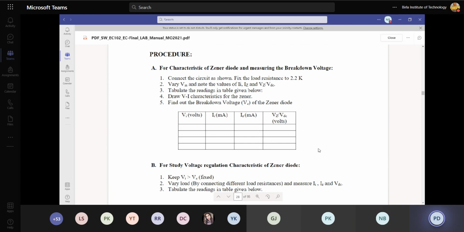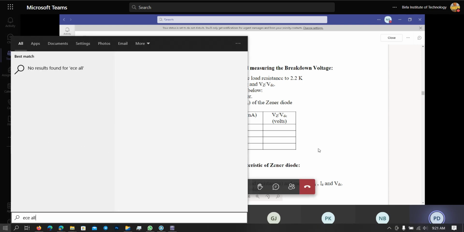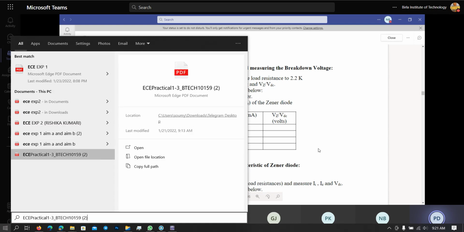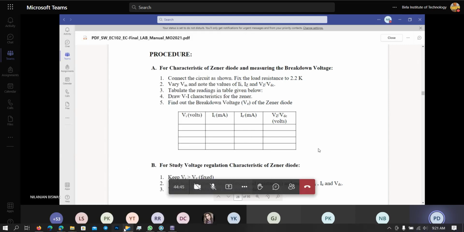Then you measure the current through the circuit. What is the input current through the circuit? Then what is the current across the diode? That current you have to measure. So two ammeters you have to connect, and one voltmeter that will be connected across the diode. Basically, for the VI characteristics that we need to draw, we need to plot the voltage across the diode and the current across the diode.